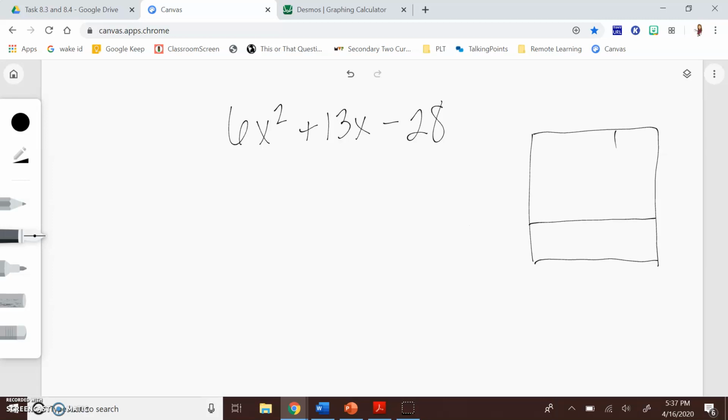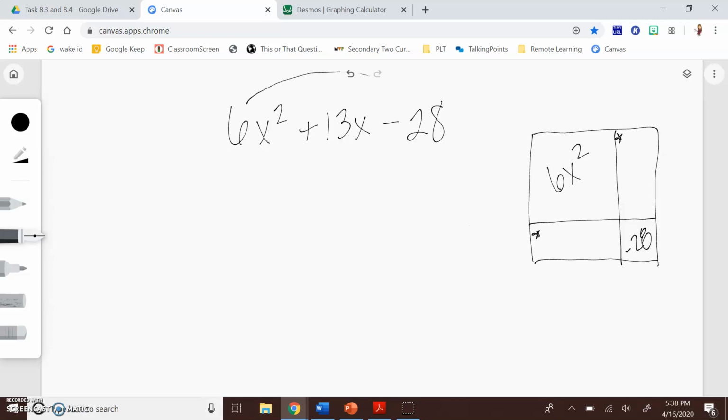I know that I'm going to need 6x squared here. And I know that I'm going to need negative 28 here. And I also know that my two x terms added together are going to need to equal 13x. So I've got to know what I need to fit in there. This is kind of like solving a puzzle. So here's the process that I use for solving this.